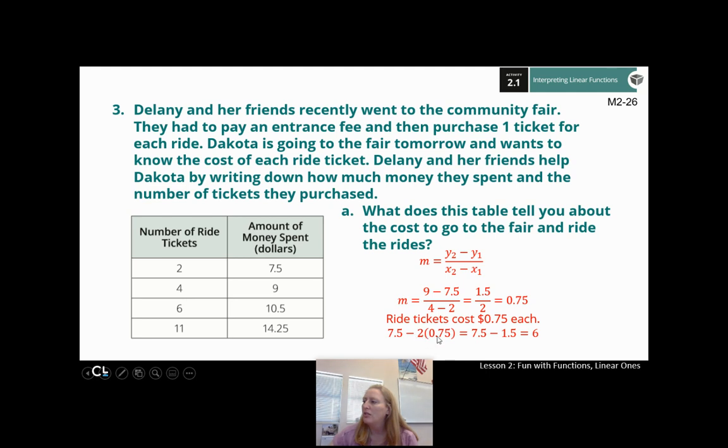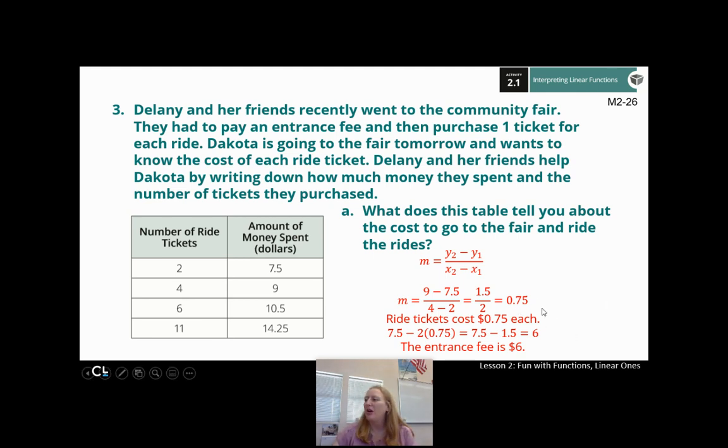So negative 2 times 0.75 is negative 1.5. And then, of course, she spent $7.50. So $7.50 minus $1.50 gives me $6. Looks like our entrance fee is $6. So of all the weird things, we actually did have everything we needed here.